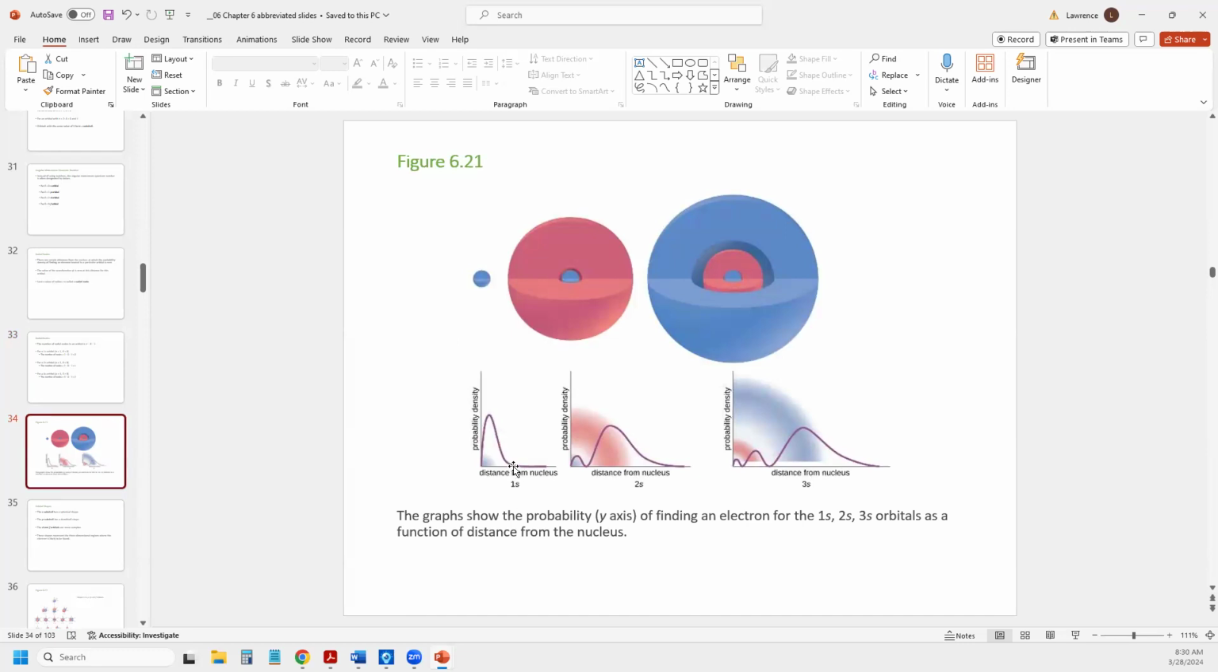So here is a 1s orbital. The probability density goes up as far as distance from the nucleus, it comes down, and that's it. For a 2s orbital, you have a probability density, and then a second probability density. And in the space in between them, there is no probability, that white space.